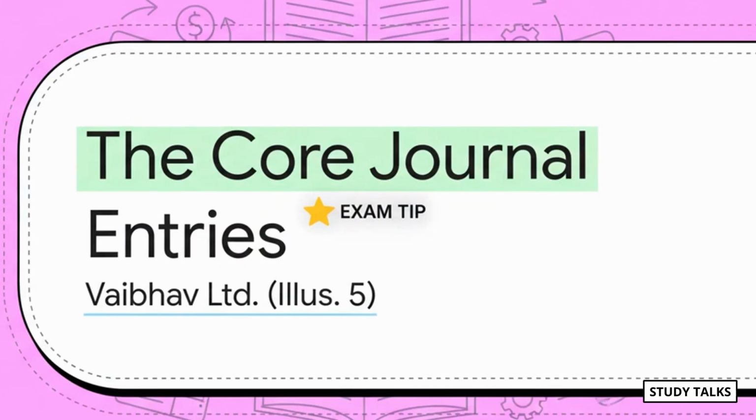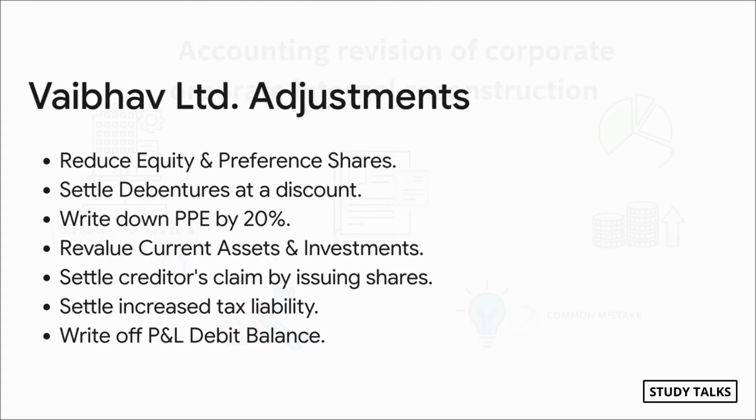All right, it's time to roll up our sleeves and get into the accounting. Let's move to Section 2 and see how these entries work using Illustration 5 from the ICAI material, the case of Vaibhav Limited. I promise you, if you master these fundamental entries, you've basically mastered half the chapter. So let's take a look at the case of Vaibhav Limited. We've got a whole list of things to do here. We need to reduce the share capital, work out a deal with debenture holders and creditors, and write down some overvalued assets. Our job is to pass all the journal entries and then prepare a brand new, clean balance sheet.